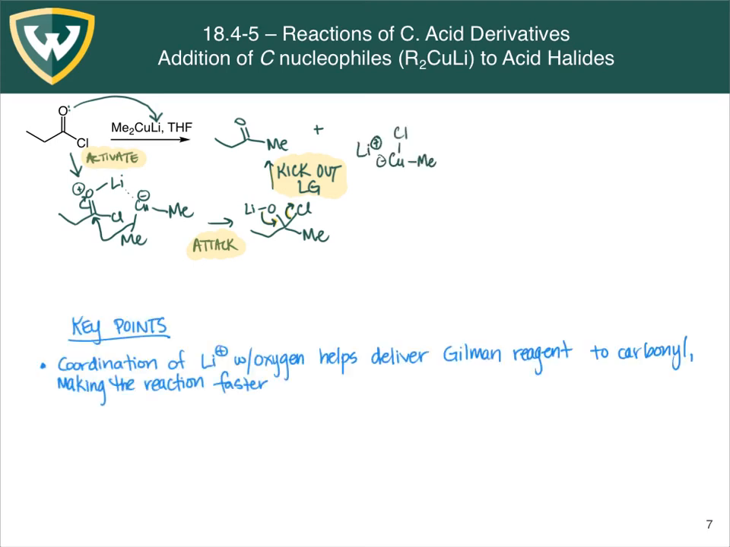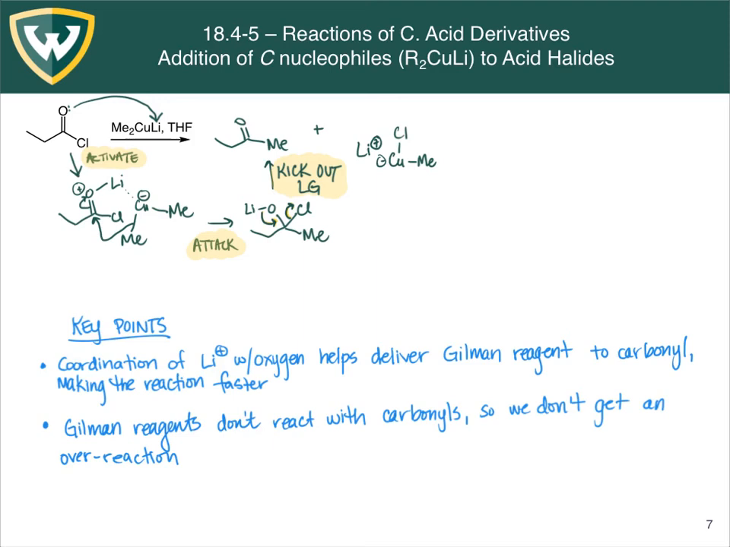So a couple of key points. First, coordination of the lithium with oxygen is going to help deliver this Gilman reagent to the carbonyl, allowing this methyl to be delivered in a pseudo intramolecular reaction that's going to be faster. The second key point is that Gilman reagents don't react with carbonyls, and so we're not going to get an overreaction where the product goes again to give an alcohol.